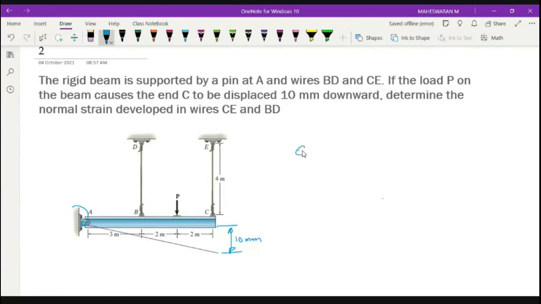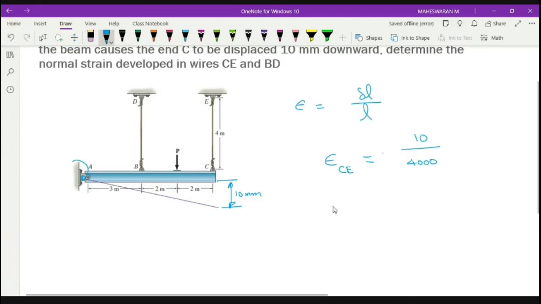What is the formula for strain? Strain is change in length divided by original length. For example, for CE, the strain in CE will be equal to change in length, which is 10 mm, already given in the question, divided by the original length. The original length is 4 meter, which in mm is 4000 mm. So 10 divided by 4000 gives 2.5 into 10 power minus 3. There is no unit for strain. So this is my answer for the first one.